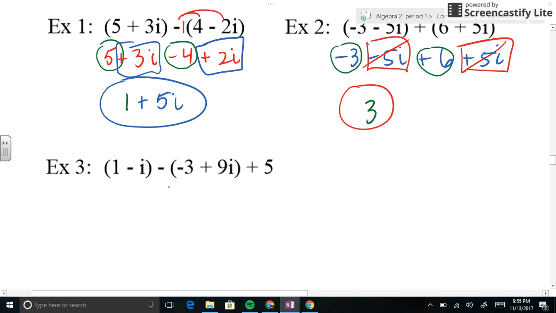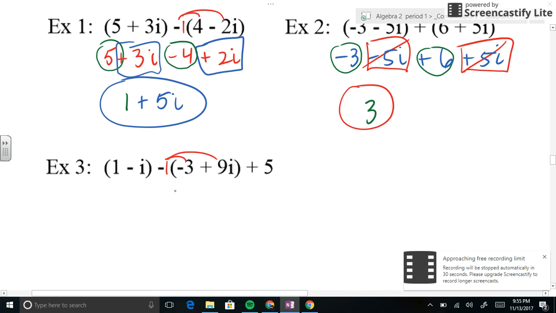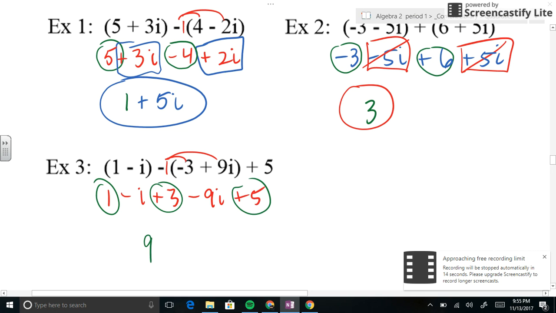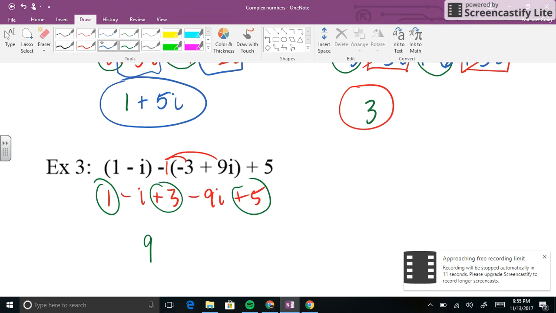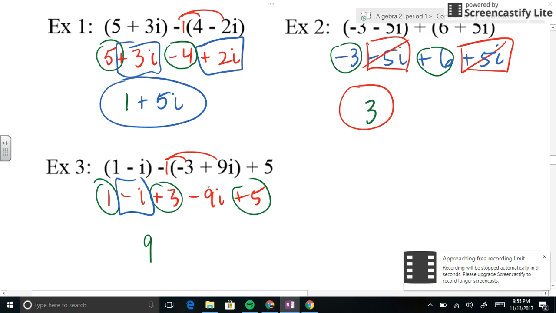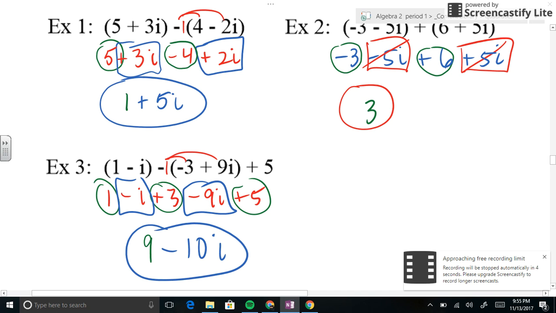And the last example here, example 3, we're going to subtract the negative 3 plus 9i, which basically means we distribute a negative 1 to the parentheses here. So we get 1 minus i plus 3 minus 9i, and then plus 5. And we're going to combine like terms. So 1 plus 3 plus 5 is 9. And negative i minus 9i is negative 10i. So 9 minus 10i would be our answer.